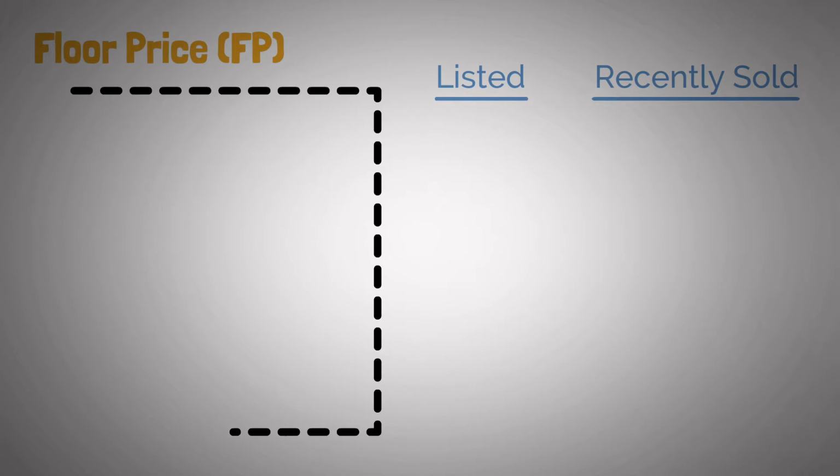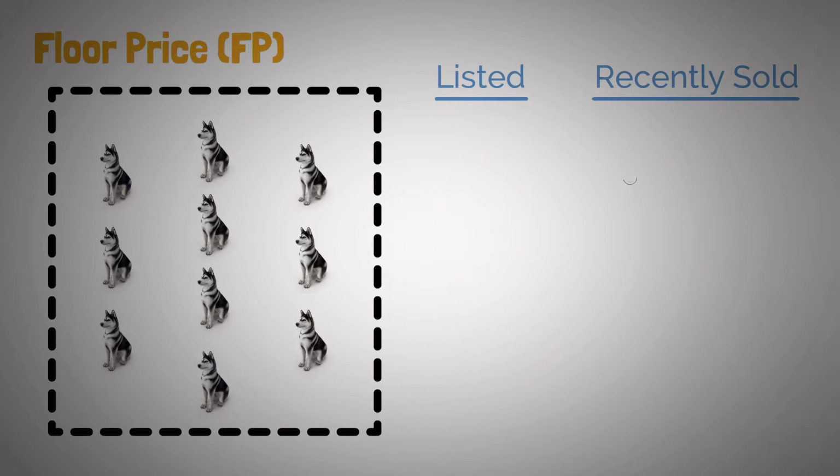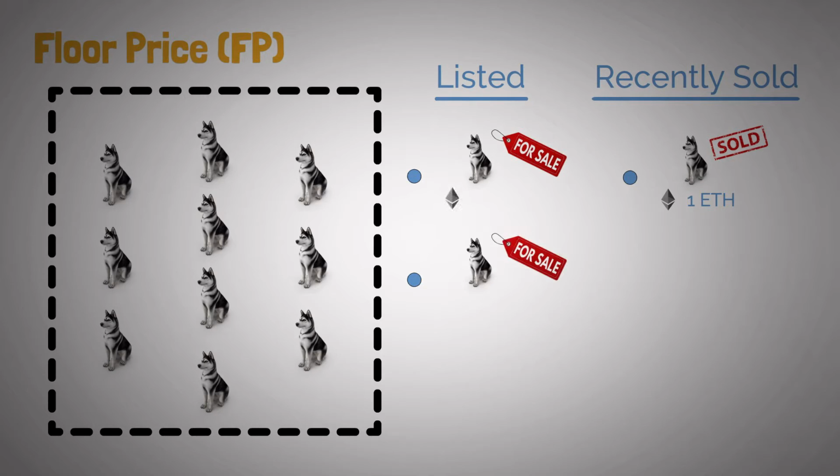For example, let's pretend a collection includes 10 3D puppies. Recently, one puppy was sold for 1 Ethereum, but out of the puppies currently listed for sale, the lowest priced puppy on the market is 1.2 Ethereum. While 1 Ethereum is lower than 1.2, the puppy that sold for 1 Ethereum is no longer listed for sale, and therefore, the floor price is calculated at 1.2 Ethereum.